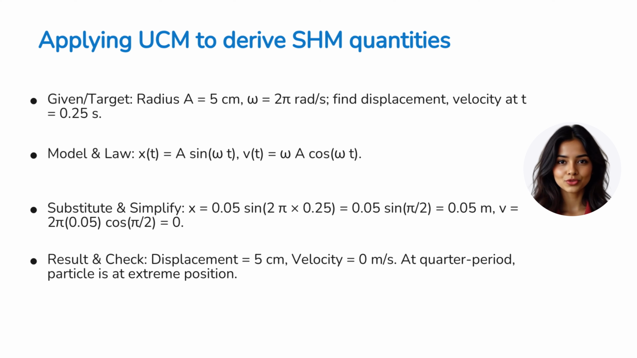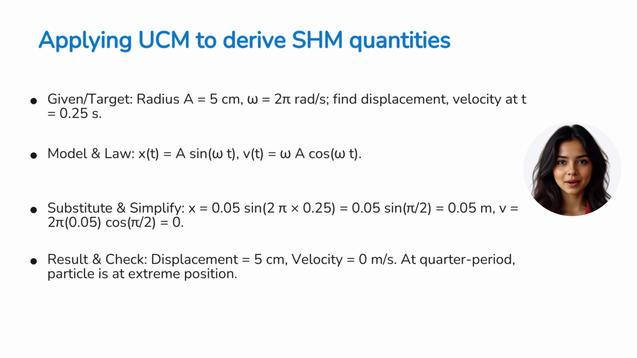Let's apply what we've learned with a quick example. Imagine a particle moves in uniform circular motion with a radius a of 5 cm and angular speed omega equal to 2 pi radians per second. We want to find the displacement and velocity of its SHM projection at time t equals 0.25 seconds, that's a quarter of a second.